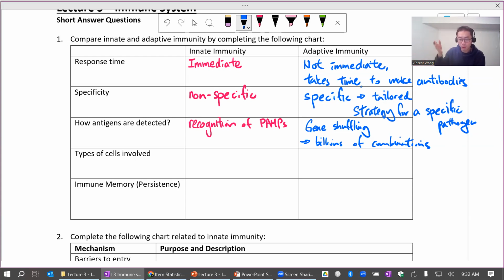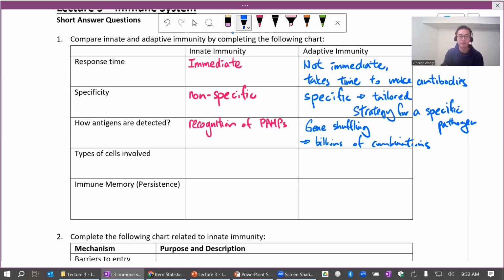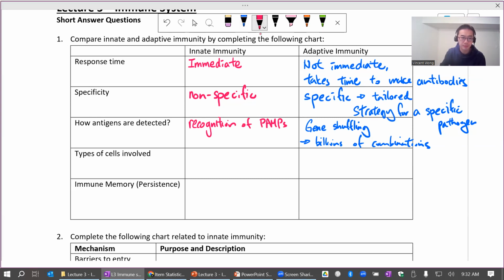The vaccines train your body to do it. So when you get infected, you can make the antibody right away. Right? There is very little wait time. We'll talk more about vaccines later.